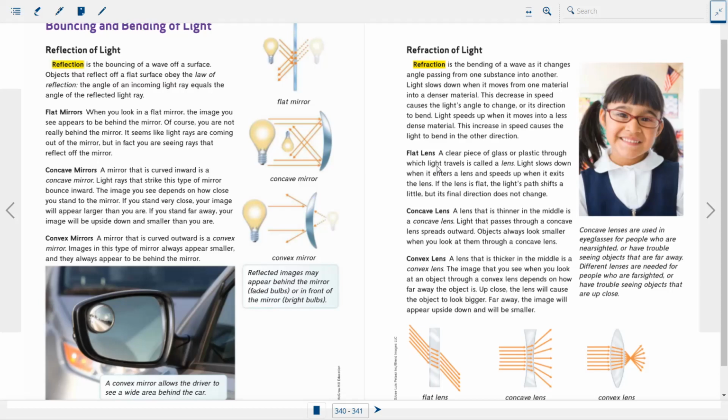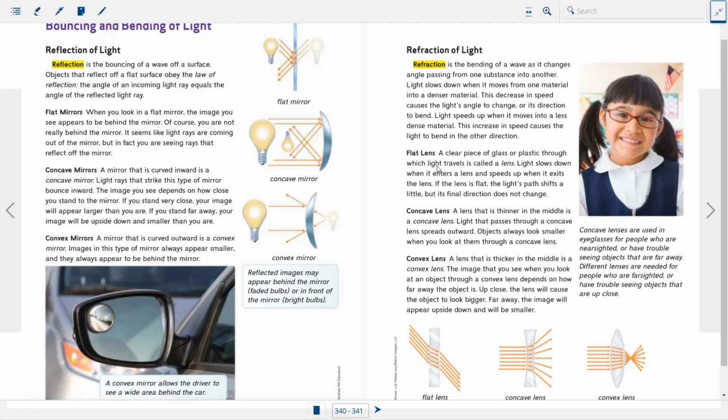Flat lenses. A clear piece of glass or plastic through which light travels is called a lens. Light slows down when it enters a lens, and then it speeds up when it exits the lens. If the lens is flat, the light path shifts a little, but its final direction doesn't change. A lens that is thinner in the middle is a concave lens. Light that passes through a concave lens spreads outwards. Objects always look smaller when you look at them through a concave lens.